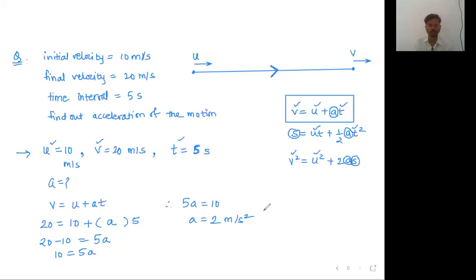Chalo, everyone reply to me in the chat box. Is this question clear to all of you? Acceleration आला आपोआप.